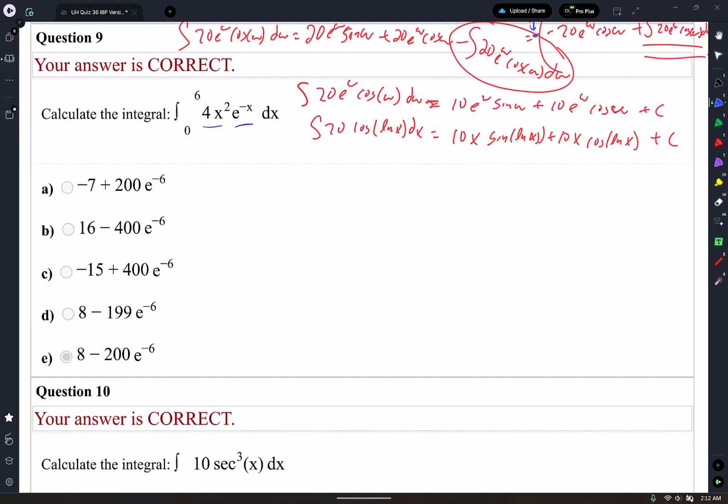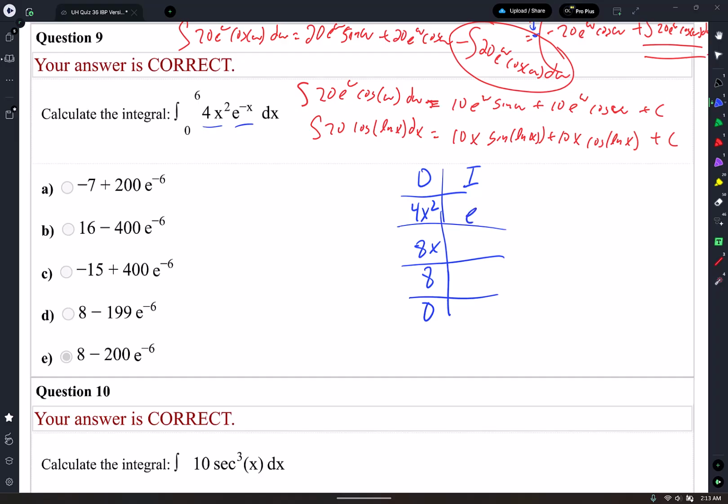All right, this one, it's probably best if we do this one with the tabular method, guys. D for derivative, I for integrate, and we're going to start with the 4x squared. The derivative of 4x squared is 8x, the derivative of 8x is 8, and the derivative of 8 is 0. All right, so let's see.